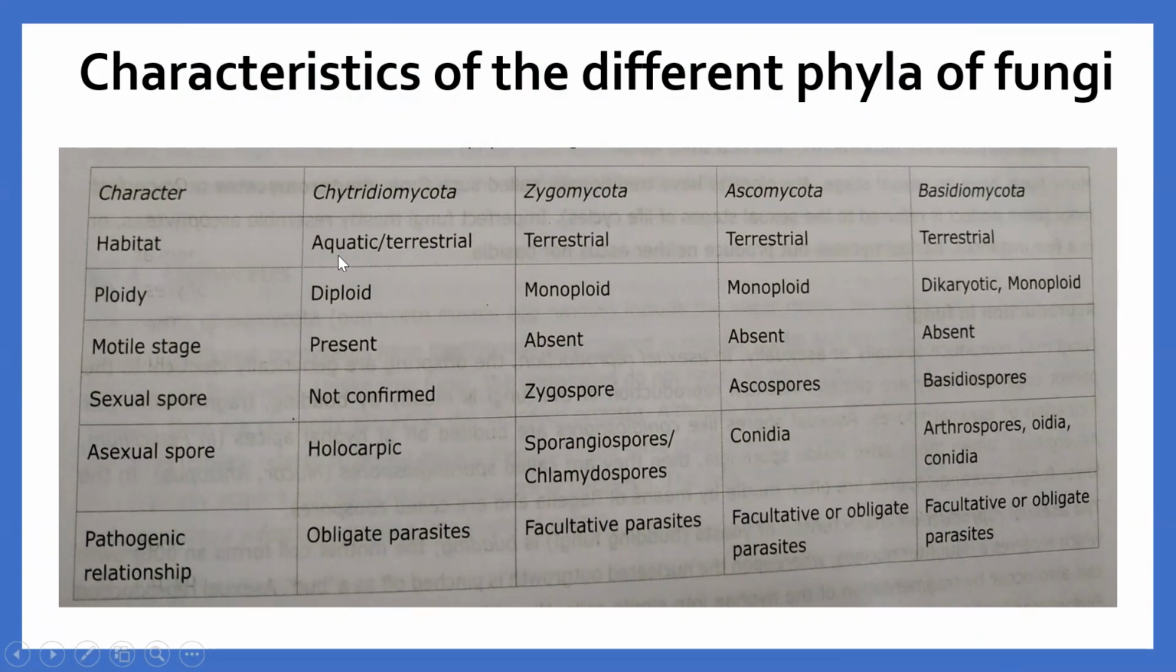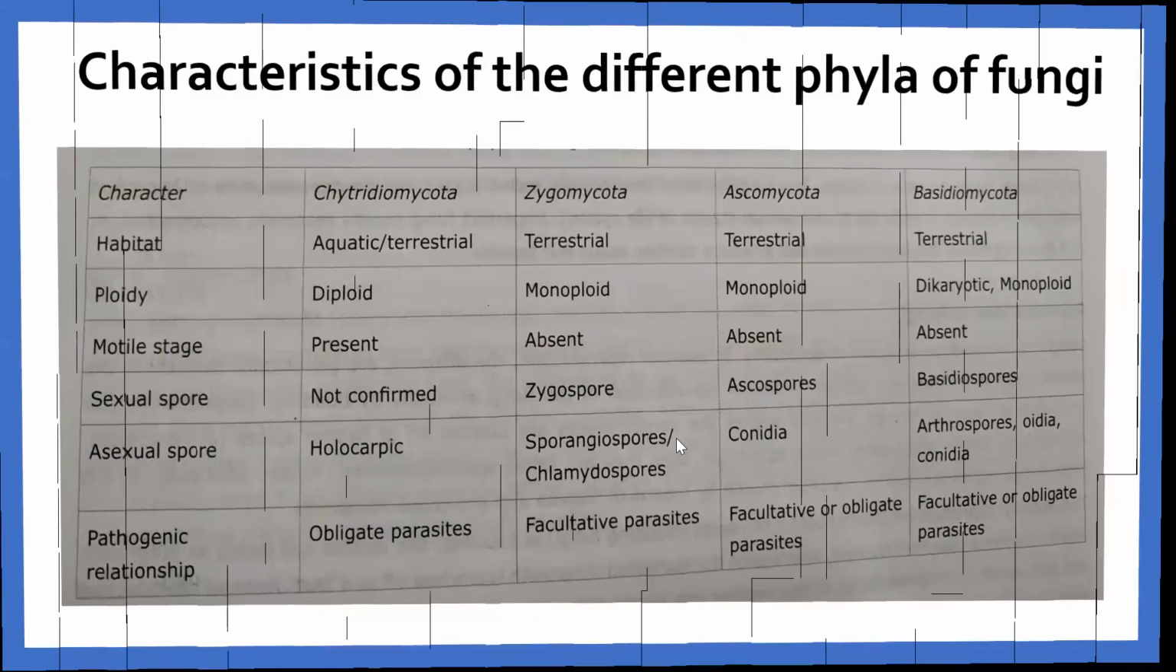Here we can find mainly this group. They are either aquatic or terrestrial, but the rest of them are all terrestrial. Regarding ploidy, this group is only diploid, others are mainly monoploid. Motile stage is present only in this group because they remain in water bodies also. Sexual spores not confirmed here. Asexual spore, that is holocarpic, only in this group. And pathogenetic relationship, it is obligate parasite, whereas others are facultative parasites or may not be obligate parasites.